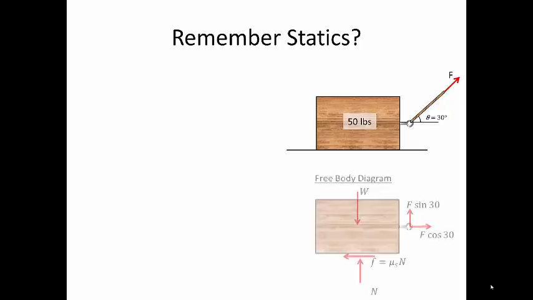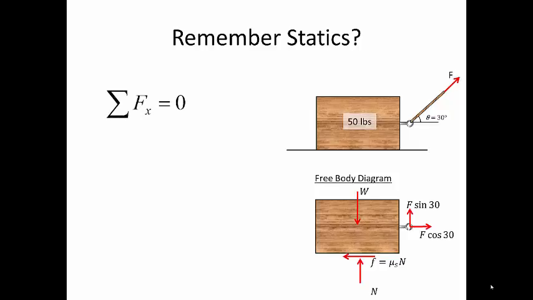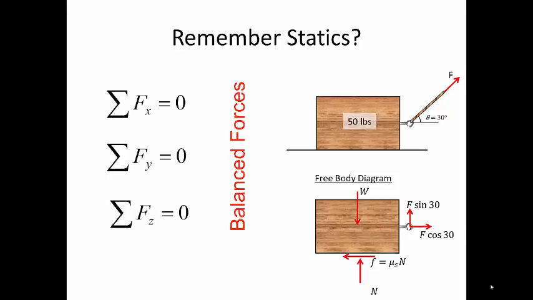Well, the first step that we took was to draw a free body diagram, like is shown here, where we have a normal force and a weight and a friction force, and then we break the pulling force into components. Once we have a free body diagram, then we can solve this problem by summing forces in the x direction, setting it equal to 0, summing the forces in the y direction, setting that equal to 0, and summing the forces in the z direction and setting that equal to 0. Notice that in this case, all of our forces are balanced. The sum of all the forces in each direction equals 0.